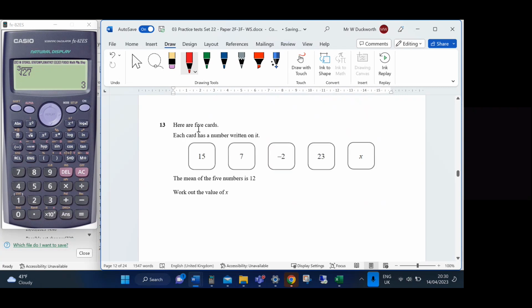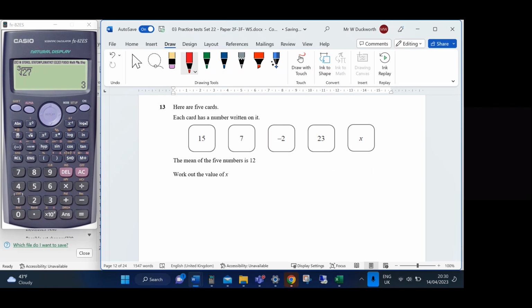Right, question 13. Here are 5 cards. The mean of the 5 cards is 12. Work out the value of X. So I'm going to help myself out a little bit here. I'm going to add these numbers up first. I'm going to show what these 4 numbers add up to using my calculator. So 15 plus 7 plus minus 2 plus 23 gives me a total of 43.